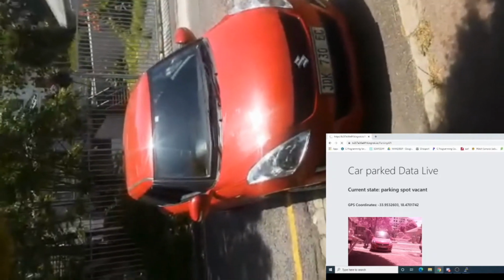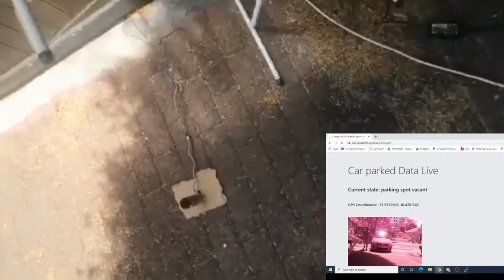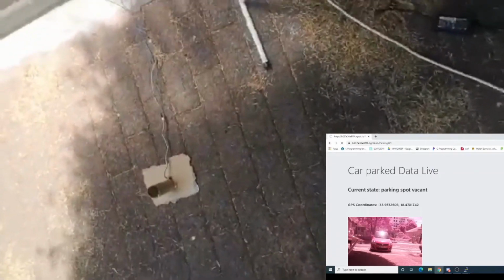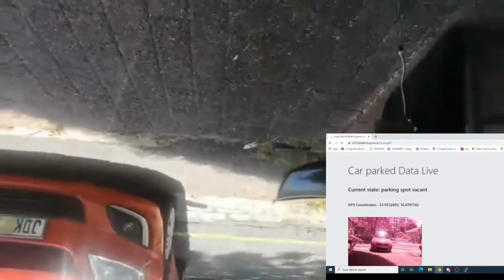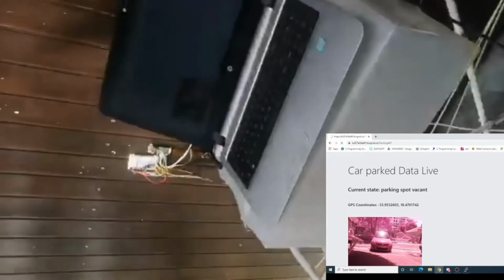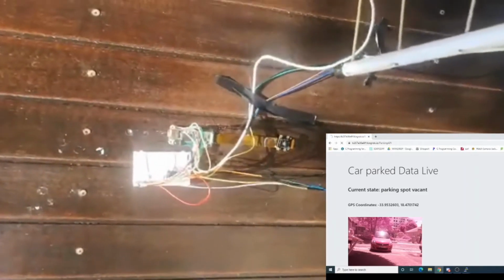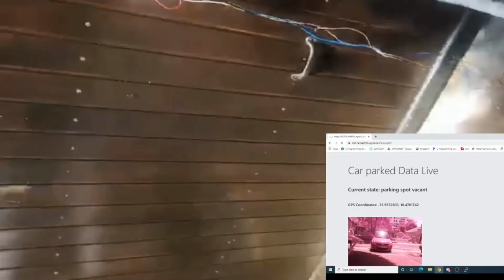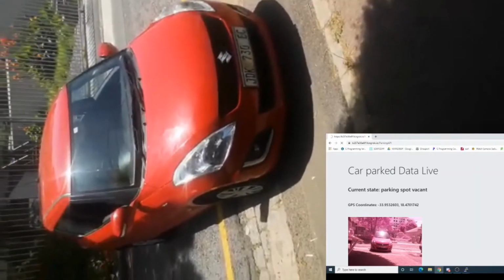This is our demonstration, and this is the PIR sensor 2, which is always at the front of the car park. And then this is PIR sensor 1, which is always at the side. The camera is at the front, also there, with the Raspberry Pi. And now Tadiwa is about to move the car into the parking area.